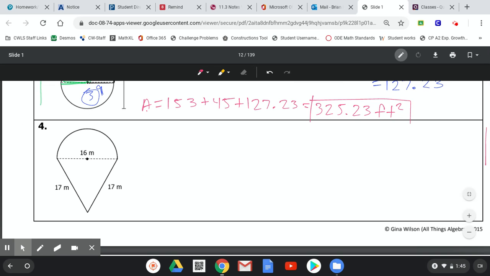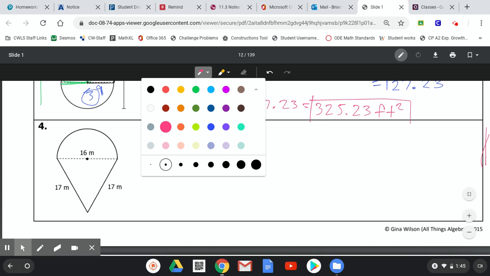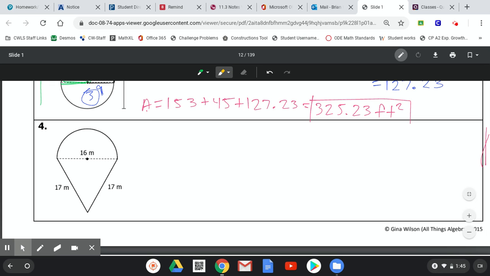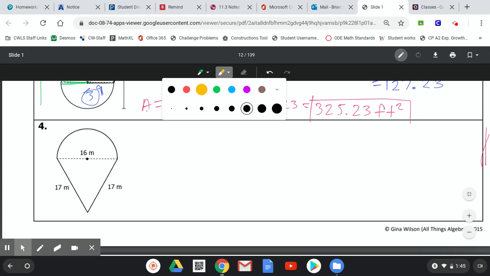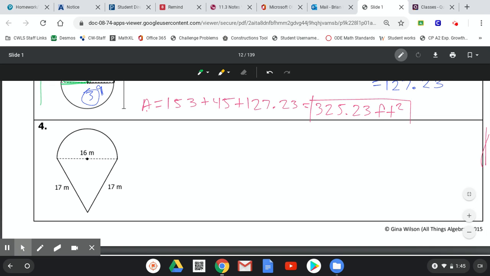Moving on to number 4. Looks like an ice cream cone, and this is where we have this semicircle right here, and then a triangle on top of a triangle.